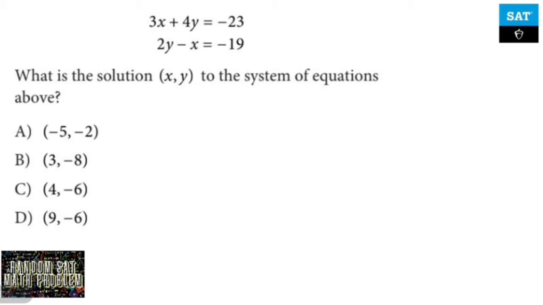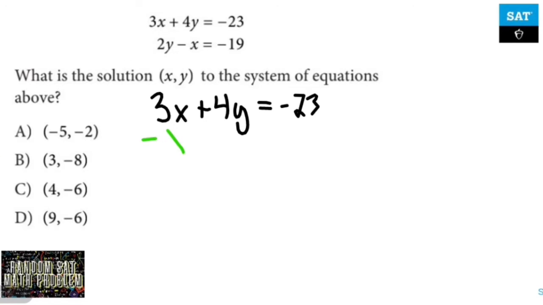So I'm going to rewrite the top equation, 3x plus 4y. What I have to be careful of is, although it's mostly lined up to match the top, it's not completely lined up. I have to swap the negative x and the positive 2y. So this is now negative x, positive 2y equals negative 19.